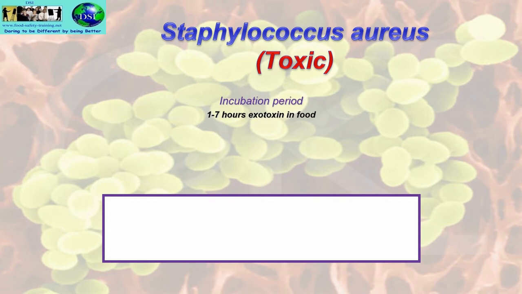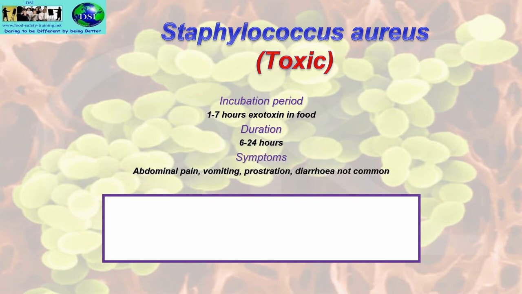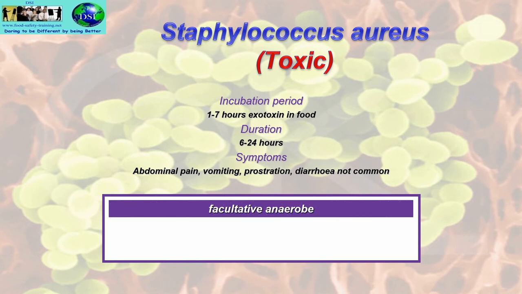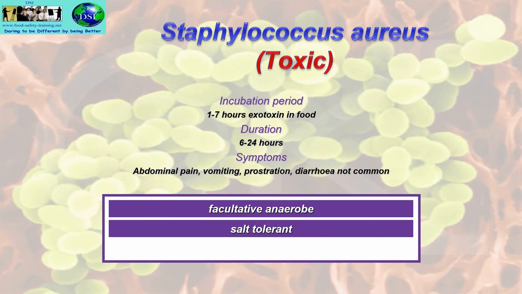The incubation period is 1 to 7 hours, and there's an exotoxin produced in the food. Duration of the illness, 6 to 24 hours. Symptoms include abdominal pain, vomiting, prostration, but diarrhea is not common. So this bacteria affects the top end of the body rather than the bottom end. It's a facultative anaerobe, so can live with or without oxygen. It's salt tolerant. Another word for that is a halophile.